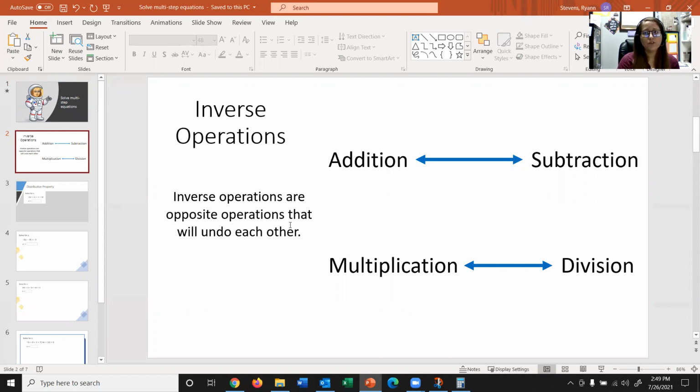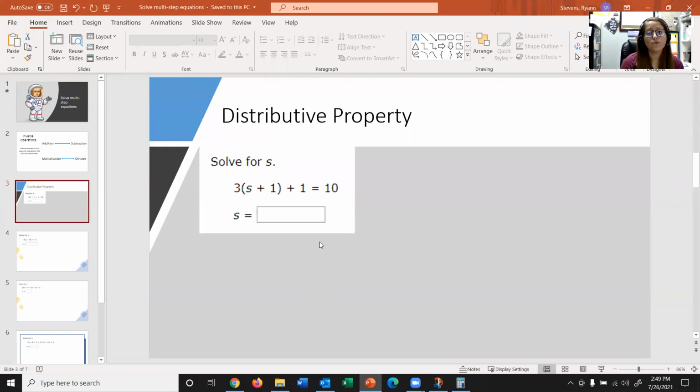With inverse operations, the point of remembering them is we want to be able to undo what's being done so that we can get the variable by itself. Looking at this next example, it's also important to remember the distributive property. What the distributive property says is that if we have a number on the outside of the parentheses, we have to take this number and distribute it to every term that's inside of the parentheses.